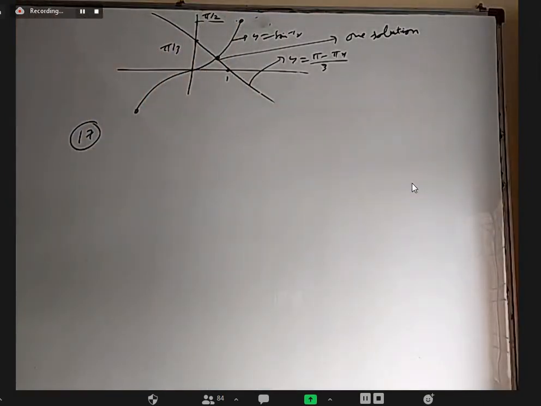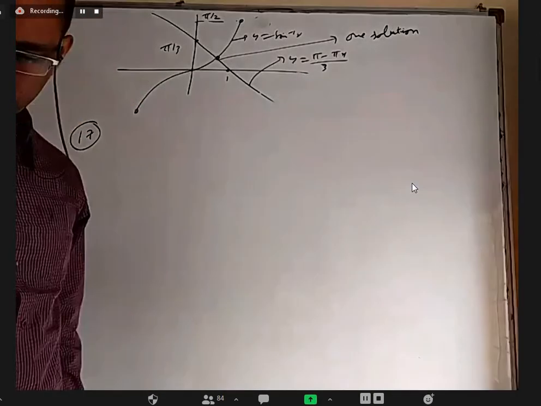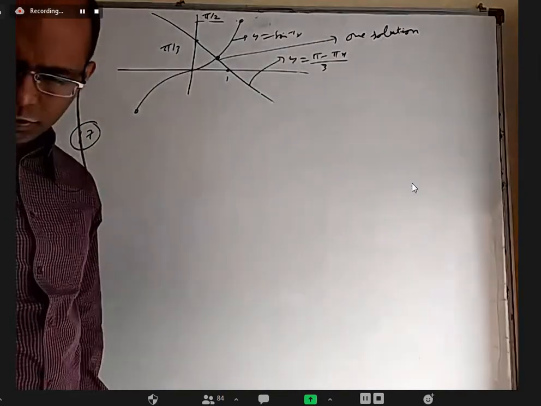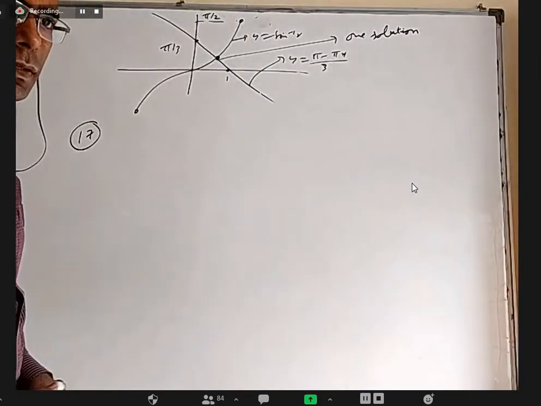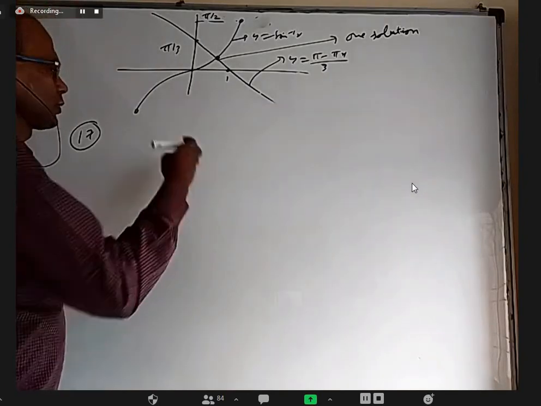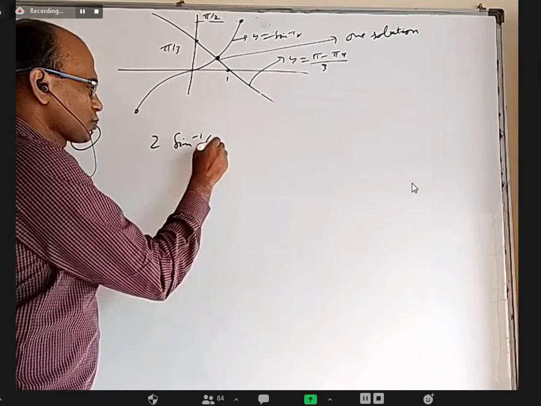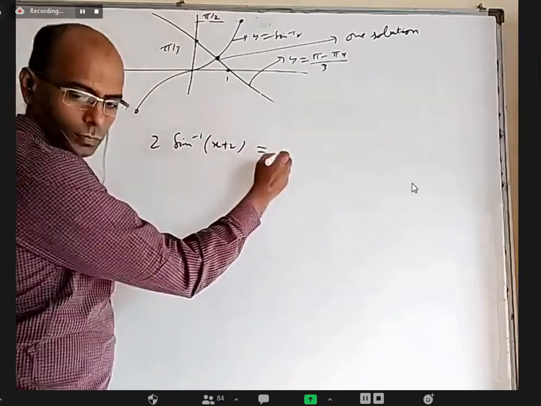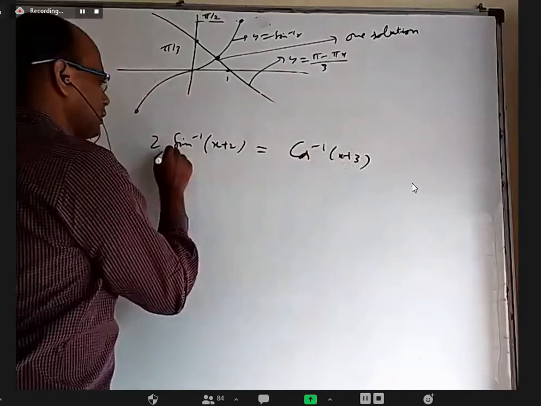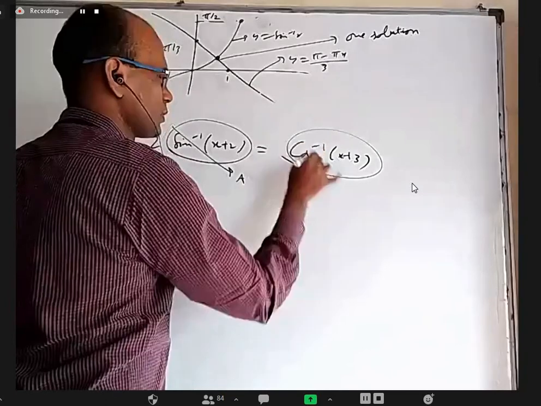Okay, this is question 17. Again, they want the number of solutions, so we'll apply cos. Of course, sometimes we draw the graph; here I'm not interested in drawing the graph. Here it is 2 sine inverse (x plus 2), and this is cos inverse (x plus 3). I want to take this as A and this as B.